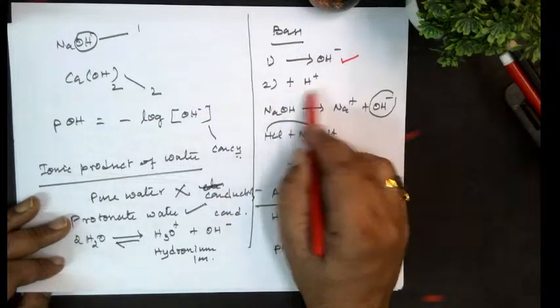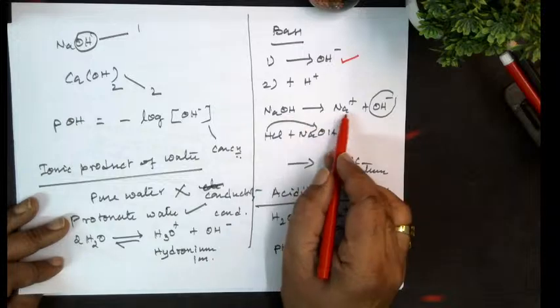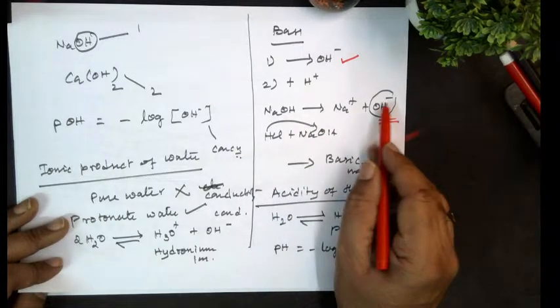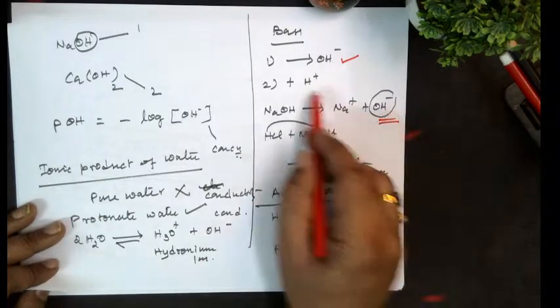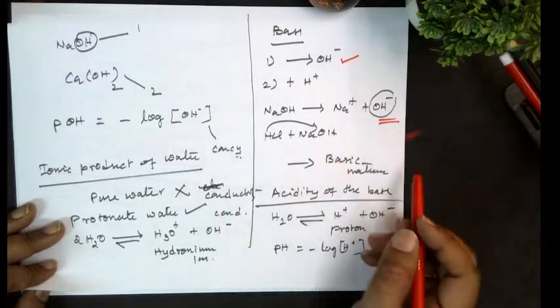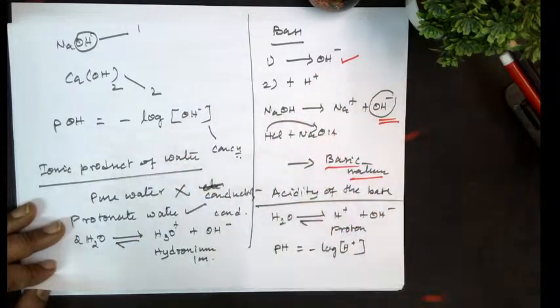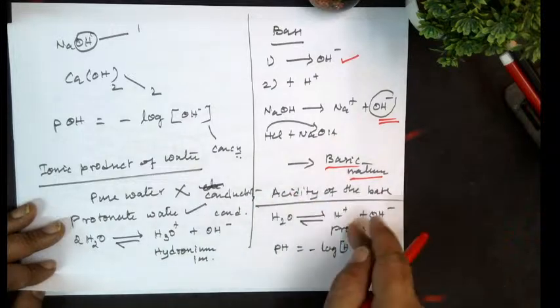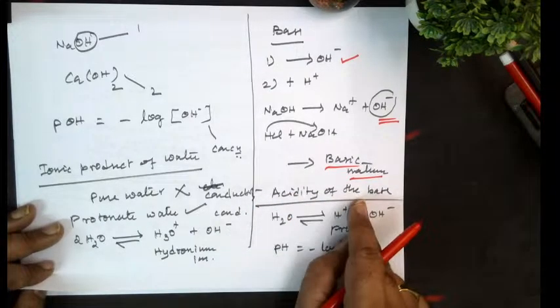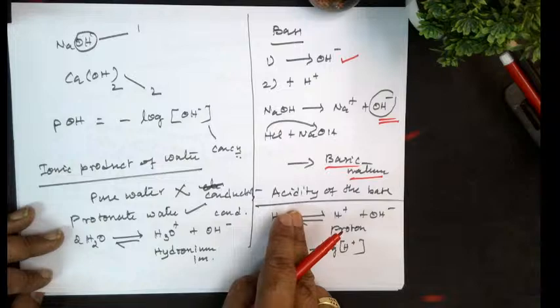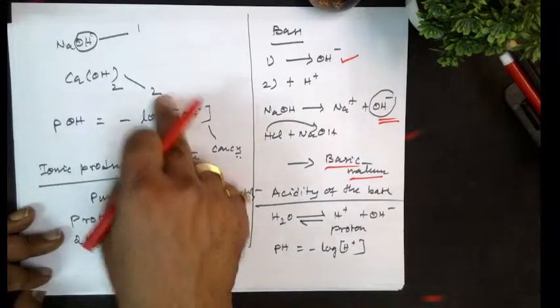Now NaOH releases Na+ and OH- ion. So OH- ion is released, so it is capable of accepting 1 H+. It means this is basic nature. So you have to call it acidity of the base. It is the opposite sense. Okay, so what is acidity of the base? It is 1. For example, in case of calcium hydroxide, it is 2. So likewise we have to go.